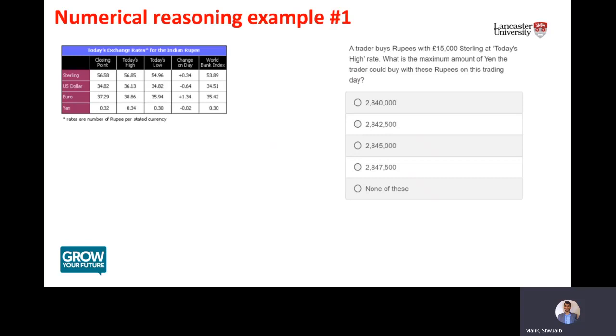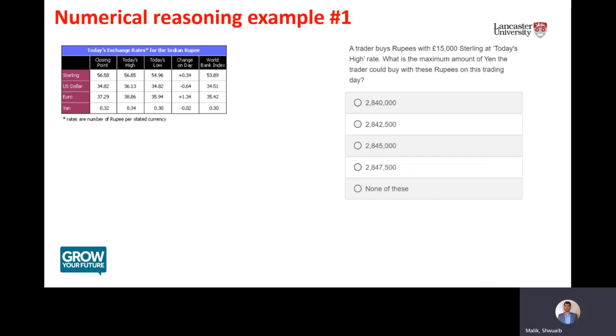With numerical reasoning questions, a question that I get asked a lot is, what is the best way to approach these questions? Do I read the table or the graph first, or do I read the question first? Obviously the strategy is up to you, so find a way that's comfortable for you, but the way I would recommend going about numerical reasoning questions is to read the question first.